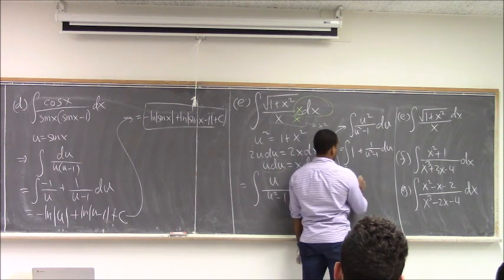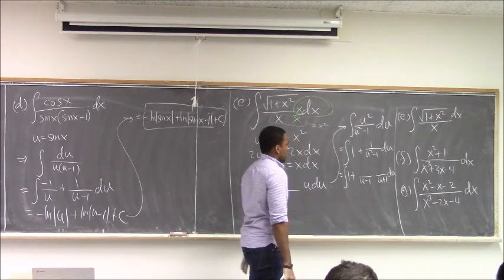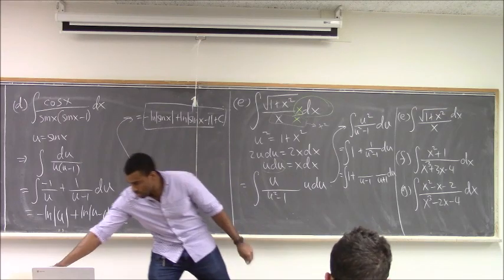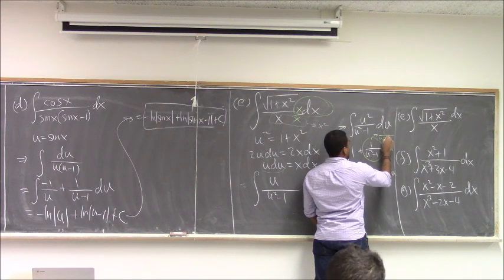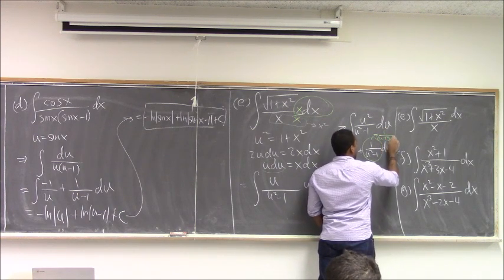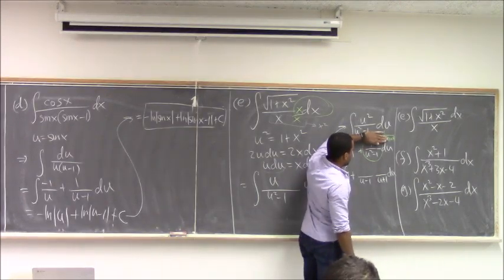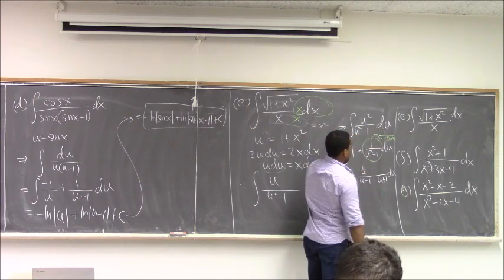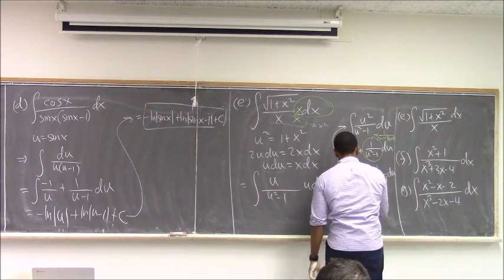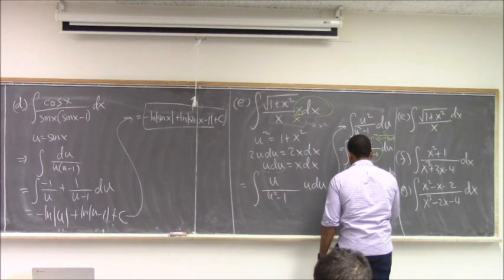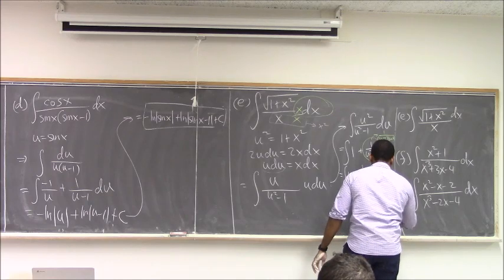You factor it in, the cover-up method. Right, so this part here is really just 1 over u minus 1 times u plus 1. If I cover the u minus 1 and plug in 1, I get a half. Cover up the u plus 1, plug in minus 1, I get minus a half. So this all becomes u plus 1/2 ln of u minus 1 minus 1/2 ln u plus 1 plus C.